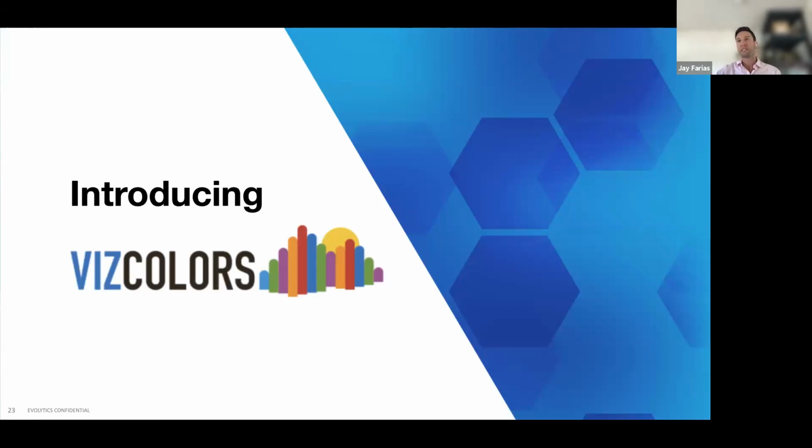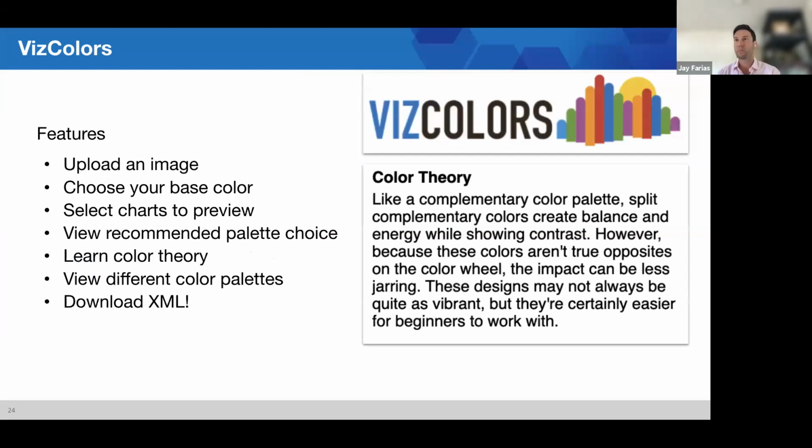This is not a new concept. Interworks has a tool. There's a bunch of other tools out there too, but ours is pretty cool. It features: you can upload an image, you can choose your base color, you can select charts to preview, so you can see what these colors look like on our different chart types. You can view our recommended color palette choice for the chart you are using. You can learn color theory on why certain palettes are appropriate in certain use cases. You can view all the different color palettes, and then you can download the XML already formatted and just copy and paste it into your workbook or your TPS file.